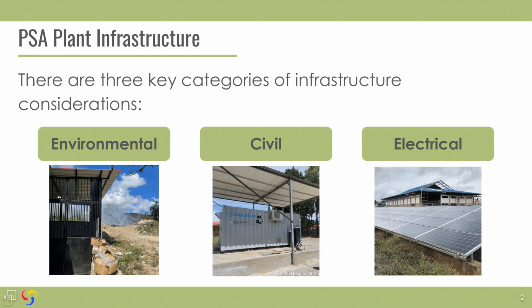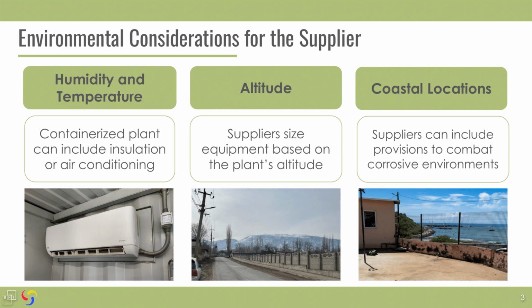In this video of the Intro to Oxygen Plant Procurement series, we will be reviewing infrastructure requirements. There are three key types of infrastructure considerations to note when procuring a PSA plant. These are environmental, civil, and electrical infrastructure considerations. Let's start by exploring the environmental considerations.